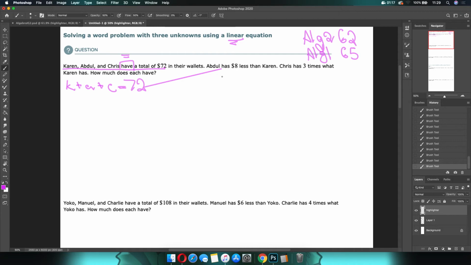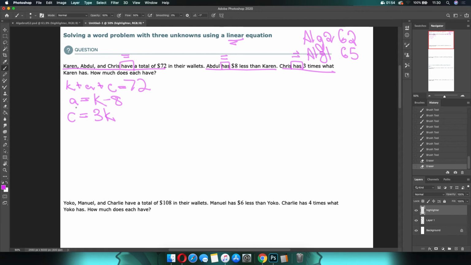So we have our next sentence here, which is Abdul has 8 less than Karen. Has, yet again, is going to be your equal sign. So we have Abdul has 8 less than Karen. All right, what's our next one then over here? We have Chris has 3 times Karen. Has is our equal sign. So what do we have? We have Chris has 3 times Karen.